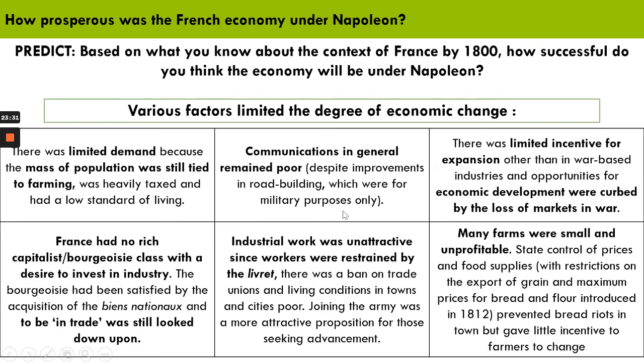We said communications were still poor. There hadn't been much in the way of introducing a network of canals or rivers to help spread trade around the country. And industrial work was still seen as unattractive, and the army was another opportunity for people in the lower class. That was more attractive than working in a factory. And because they were at war, there was the opportunity to expand in war-based industries, but not necessarily in other areas. And as we said, lots of farms were very unprofitable.